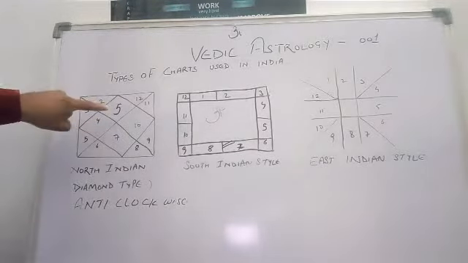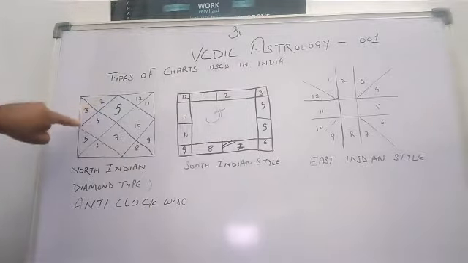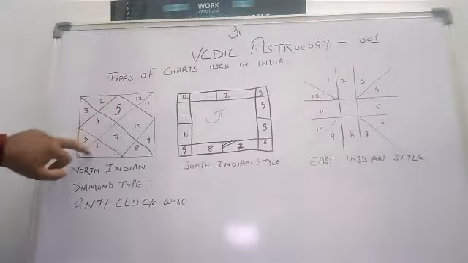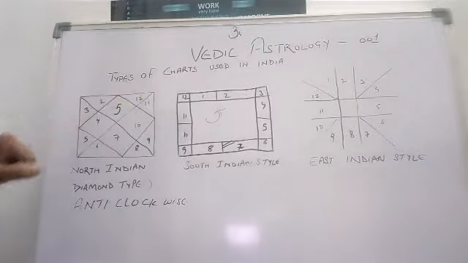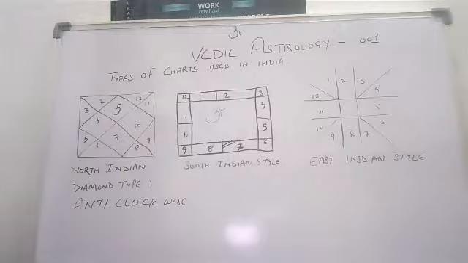So the numbering will change. Now we'll erase 2, 3, 4 from here. Instead of that, we'll write 6, 7, 8, 9, 10, 11, 12, 1, 2, 3, 4, right? So that's how the numbering will change. That's peculiar about the North Indian style. Every time, whichever number that you see in the first house, the house remains the same. That's what you have to remember.